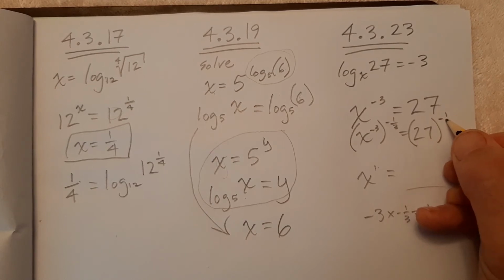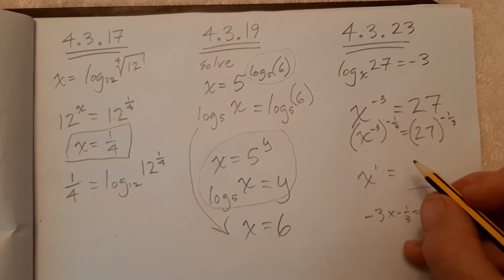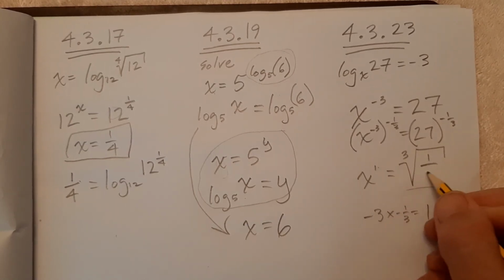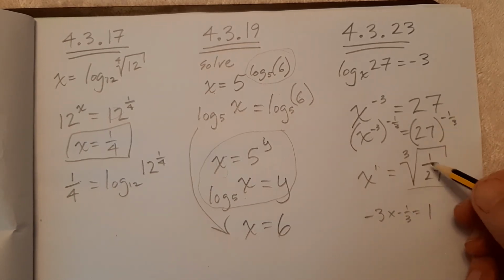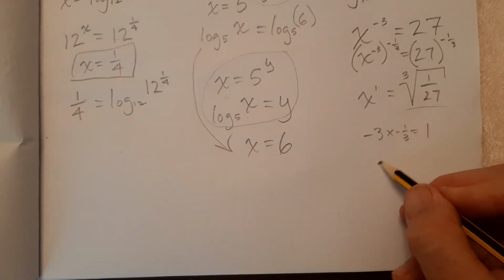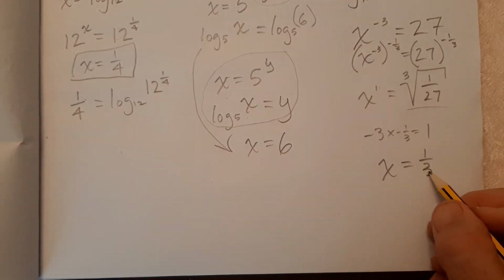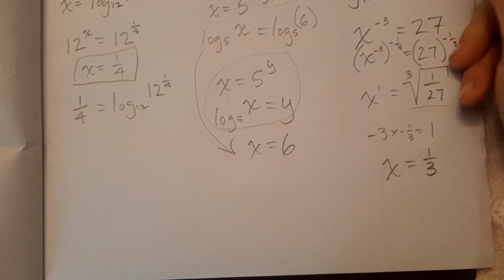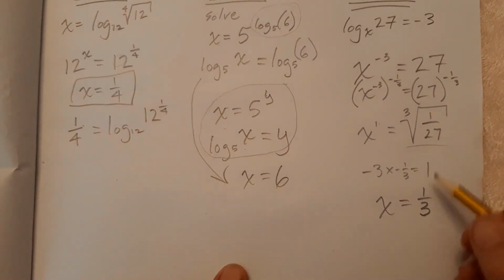The negative 1/3 power. So then I've got to take the cube root of 1/27, right? The negative will flip it, and then the 1/3 power is the cube root. So x equals 1/3. You don't have to worry about the negative 1/3 because of logarithms. We don't go with a negative base on logarithms, and I'll explain a little more of that later.